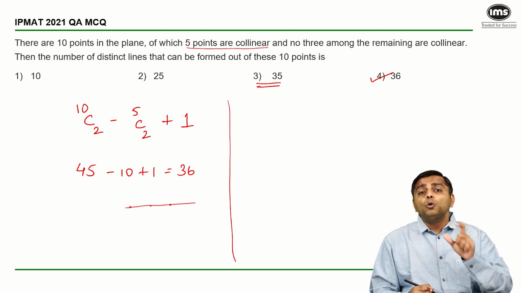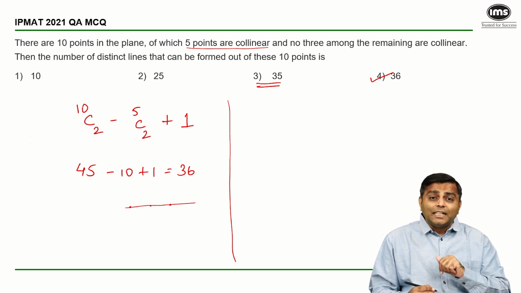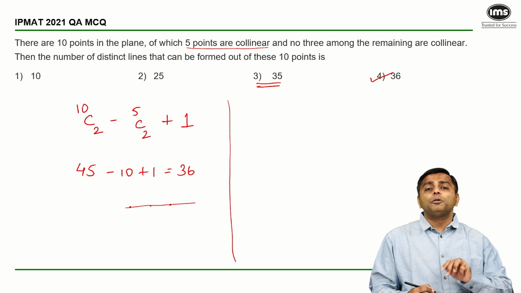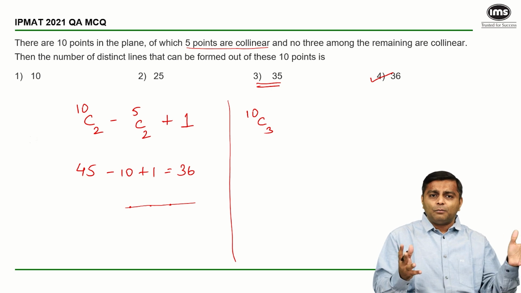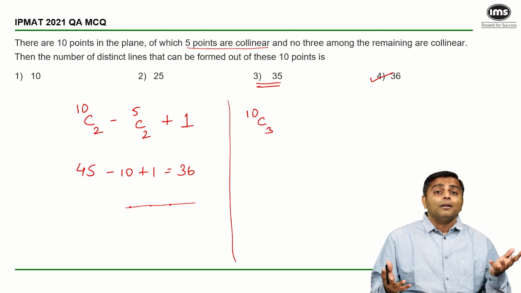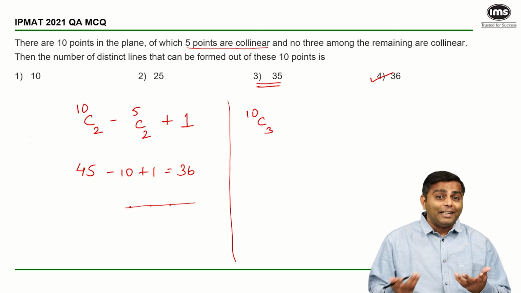Since we required 2 points to make up one line, we did 10C2, we did 5C2. Now, out of those 10 points, to make up a triangle, we are going to require 3 points. Correct. So, how do we do it? We do 10C3. You pick up any 3 points at a time from the 10 points and you will be able to get a triangle. Importantly, the 5 collinear points again are not going to contribute any triangle.